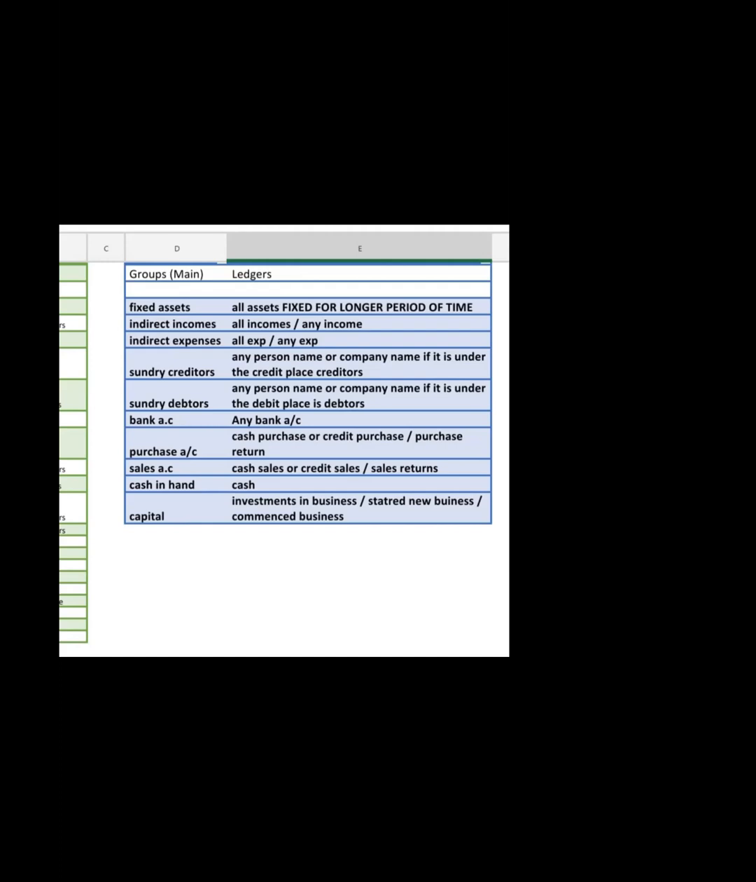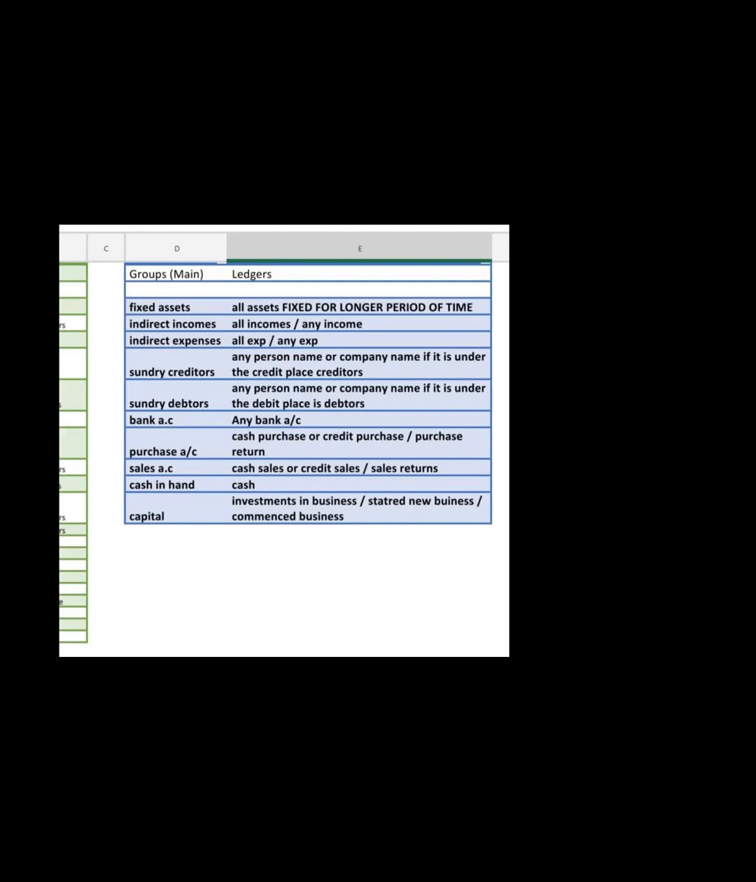But you have to understand one step more: which group does that ledger come under? Ledgers are there, but which group the ledger comes under is more important for you for doing transactions in Tally. Clear? You have to understand the group. That is more important.